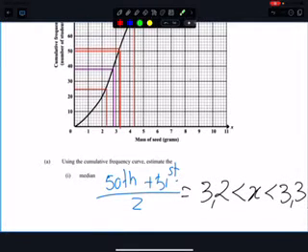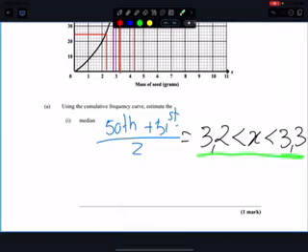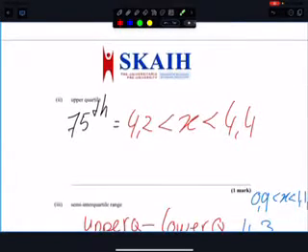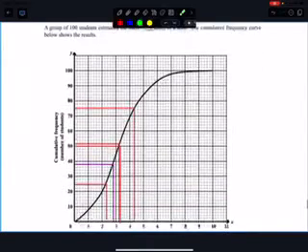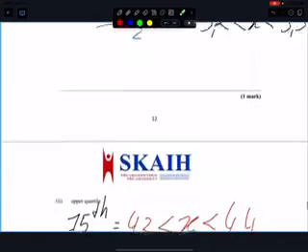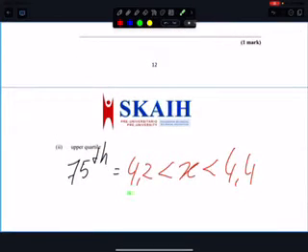So, using the graph, you have to draw the lines so they know, oh, you mean this. Answer should have been between 3.2 and 3.3. Upper quartile. What is the upper quartile? The 75th percentile of all the students. So you go to 75, go down. What does it say? Give an estimate between 4.2 and 4.4, somewhere there. That was the answer.